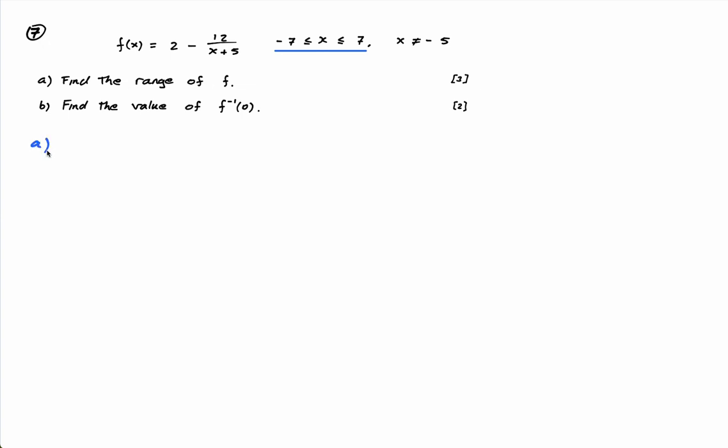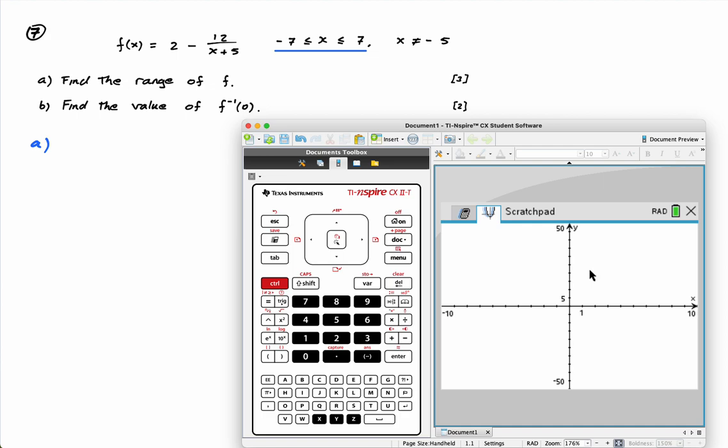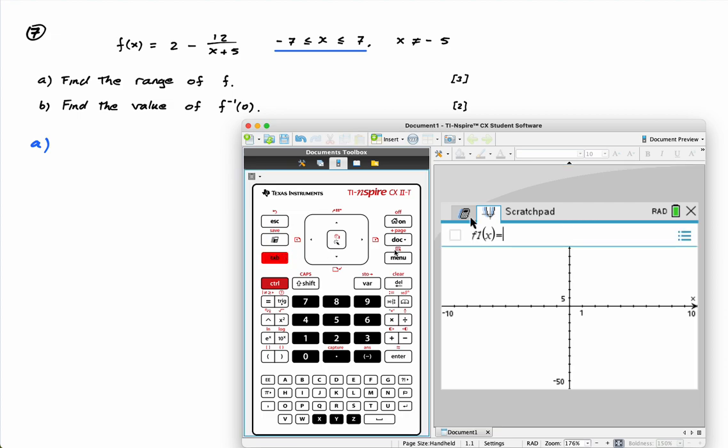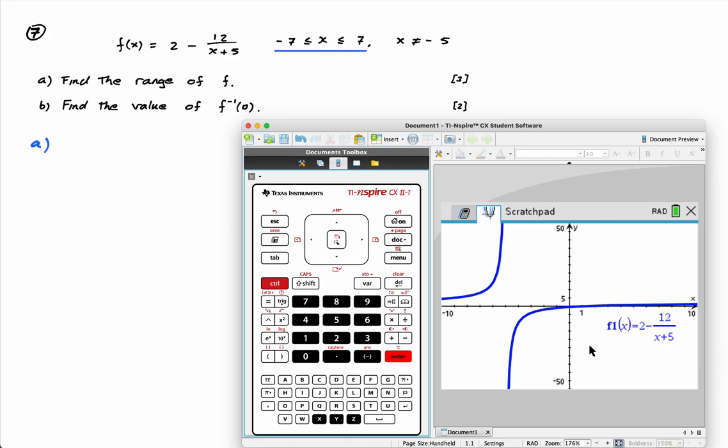Okay, the first thing I want to do for sure is to sketch this function because I want to know what it looks like. So let's do that. It's 2 minus 12 over x plus 5. And we get this. Okay, nice. Now, this function, we only care from -7 to 7. So -7 is around here, and 7 is here somewhere.